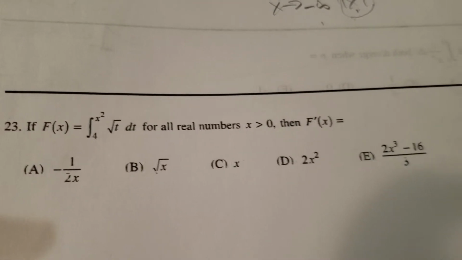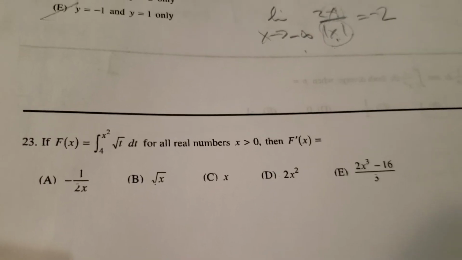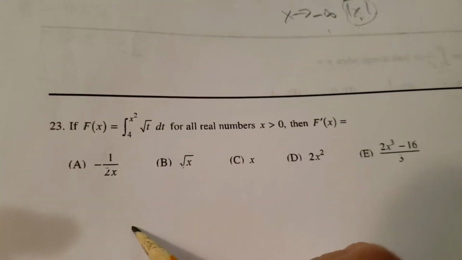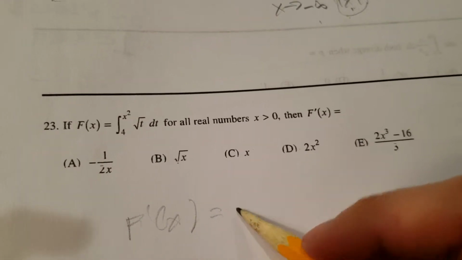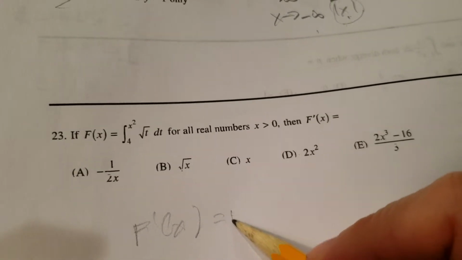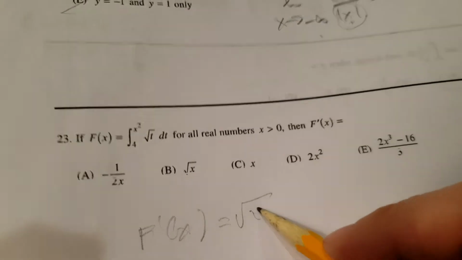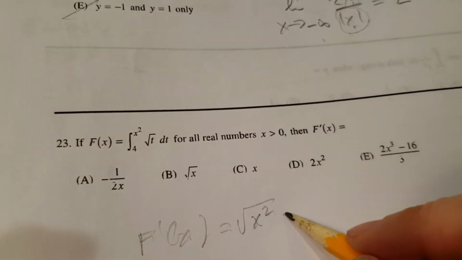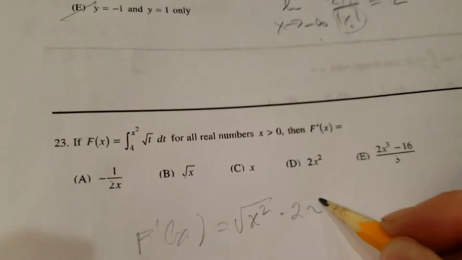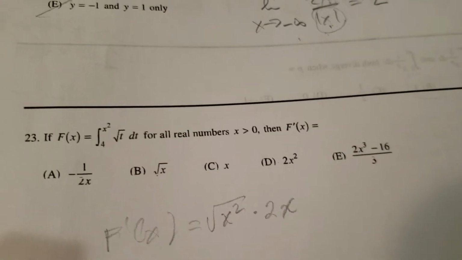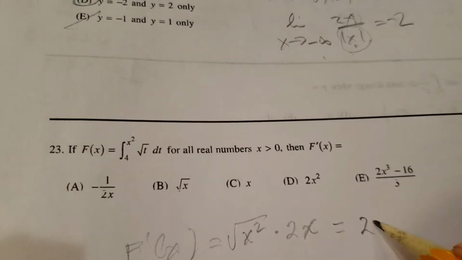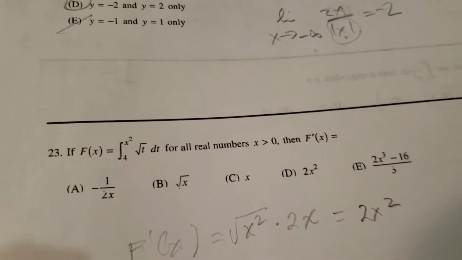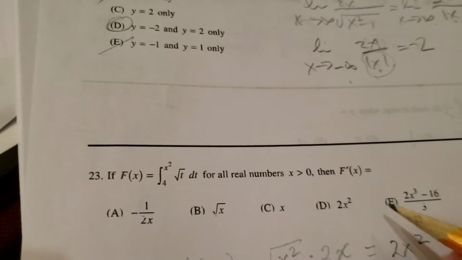Ooh, we just had this today on the quiz. So this is the second fundamental theorem. So you just substitute the limit, so it's x squared, that limit, times the chain rule part, which is 2x. And x is positive, so square root of x squared is x, so the whole thing is 2x squared. Could that have been that easy? That's it. Let's choose D.